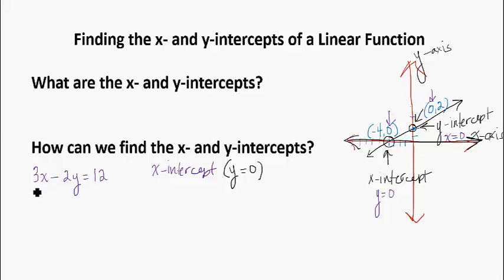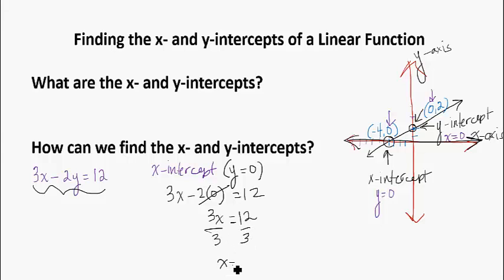I'm going to come back to my original equation and set y equal to 0. So I'm going to substitute in 0 for y. And when I do that, 2 times 0 is 0, giving me 3x equals 12. Divide by 3, and x is 4. That gives me x is 4 when y is 0. So my x-intercept is the point (4, 0).